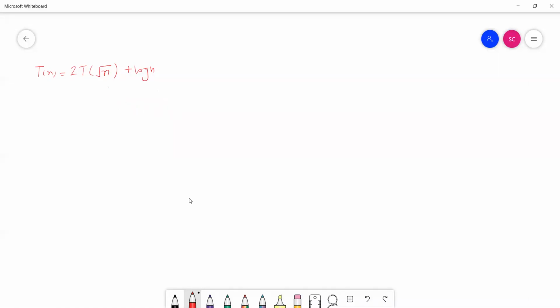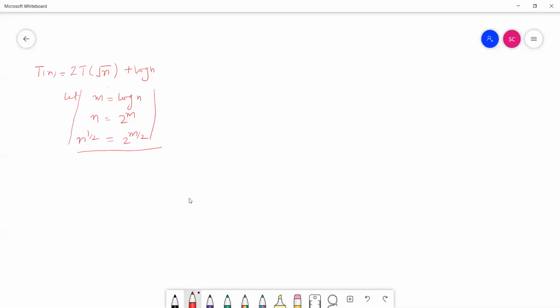So what we do here, first we'll convert it into a normal equation. We take m is equal to log n. So it means n is equal to 2 to the power m. It implies that n to the power 1 by 2 is equal to 2 to the power m by 2. So remember this step.